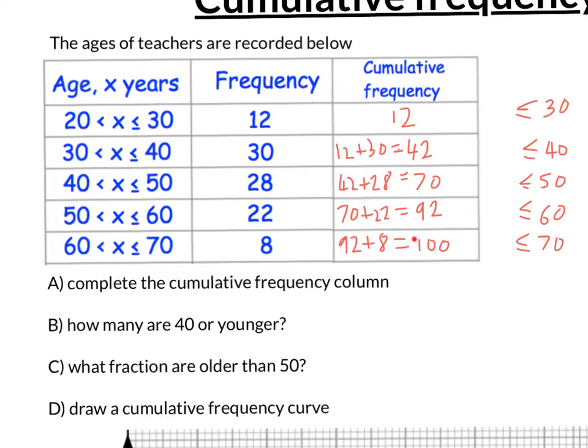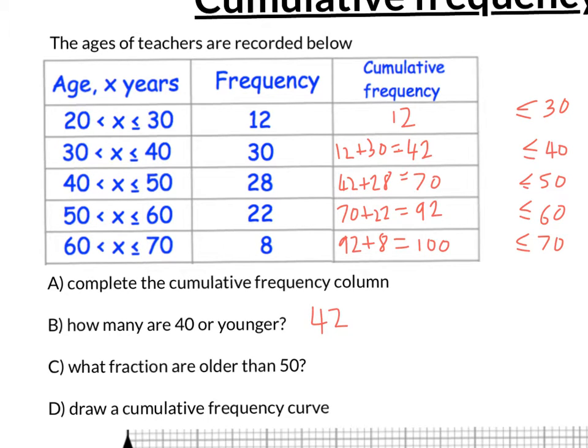You get the marks for this. That was just explaining. You don't need that. But that explains what those numbers mean. So 70 means there are 70 teachers who are 50 or less. 92 means there are 92 teachers who are 60 or less. How many are 40 or younger, 40 or less? Well, that's this group here. These first two groups, which we've added together to give 42. There are 42 who are 40 years old or less.